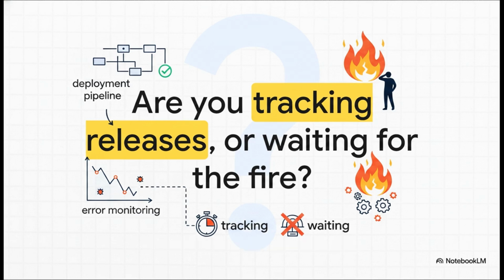So, I have to leave you with a pretty critical question for your own engineering team. Are you actually tracking your releases, or are you just sitting around waiting for the next fire?